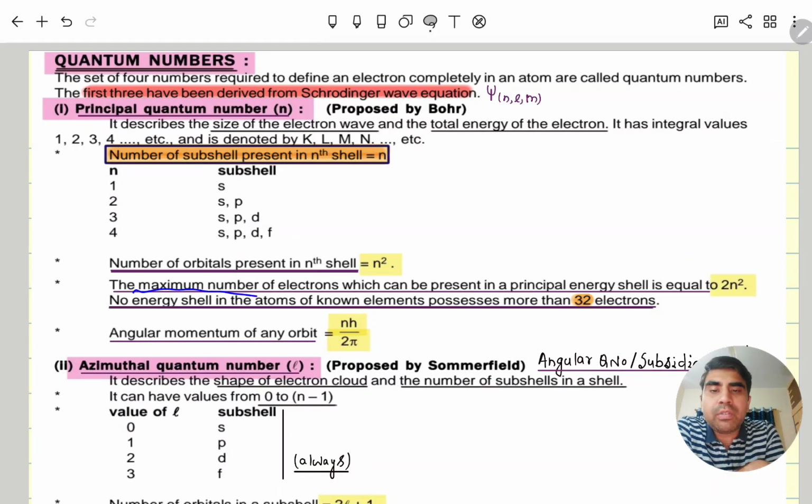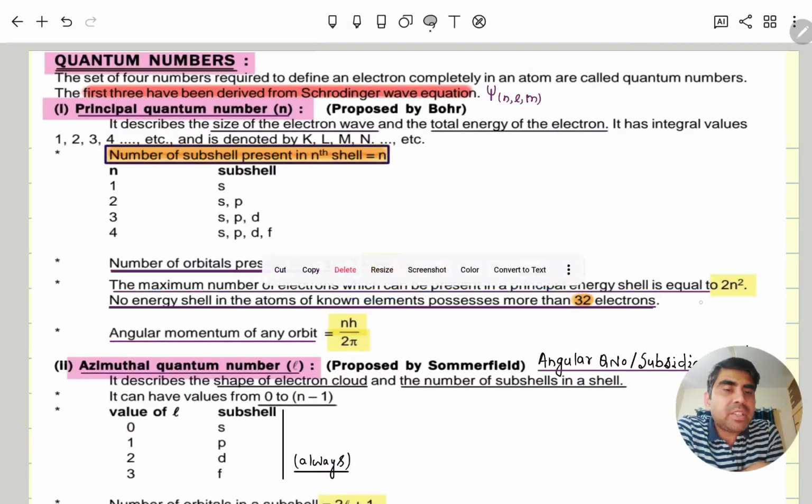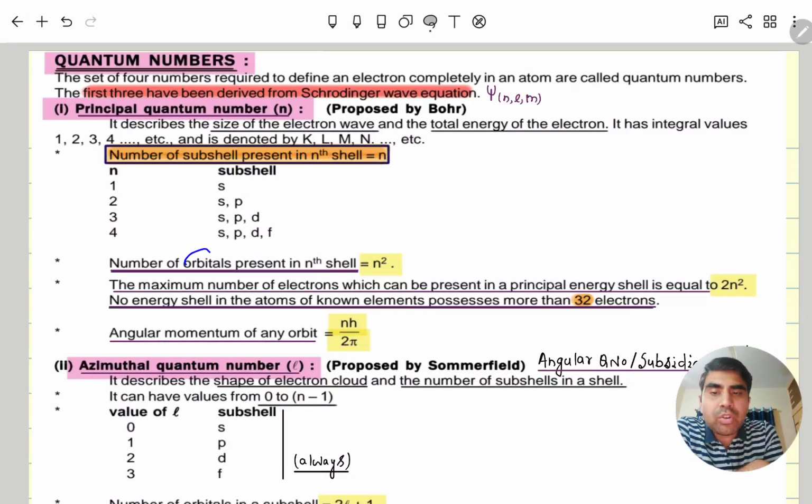Next, the maximum number of electrons which can be present in a principal energy shell, in any shell, is equal to 2n square. In each orbital, as we already discussed, the maximum is 2 electrons. The total orbitals are n square, so the total number of electrons will be 2n square. No energy shell in an atom of any known element possesses more than 32 electrons. It means no shell will contain more than 32 electrons.